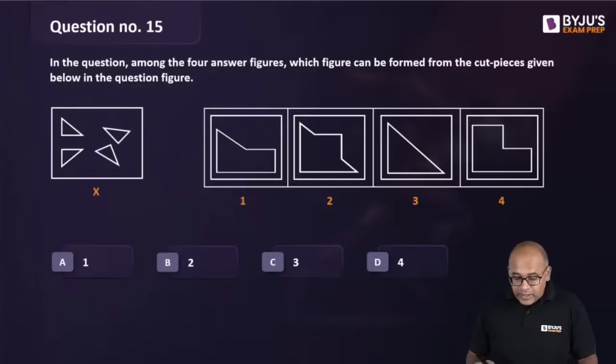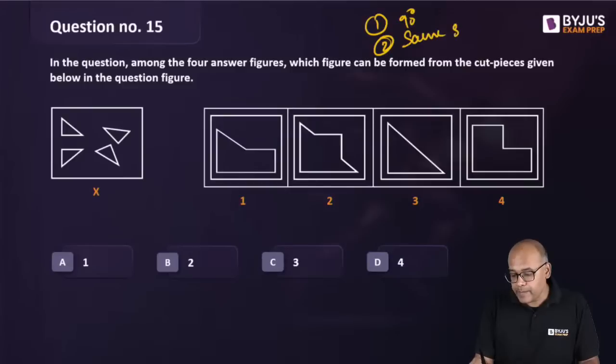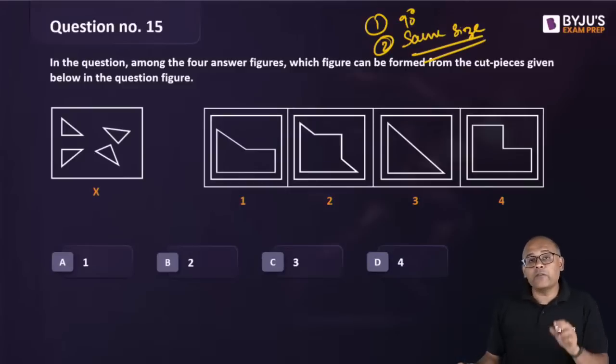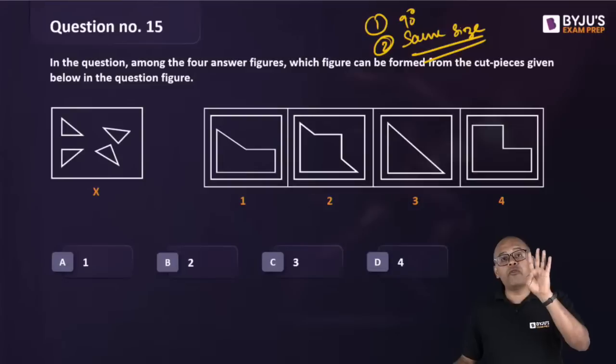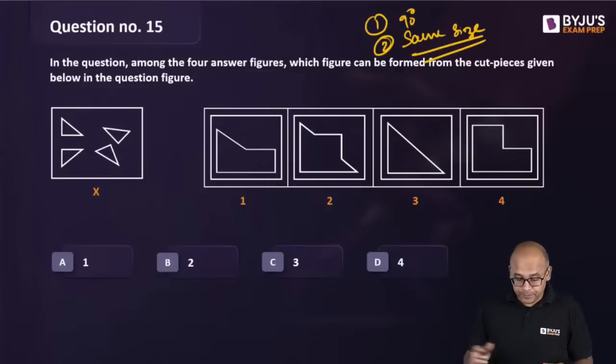Okay, now let's take a look at what is happening here. So first let me see, remember all of these are right angles, all of these are right angle triangles, please keep in mind. All of them are right angle triangles. So point number 1, 90 degrees, point number 2, same size. So I have to look at which figures will give me 4 same sized right angle triangles. That's what I need to look at.